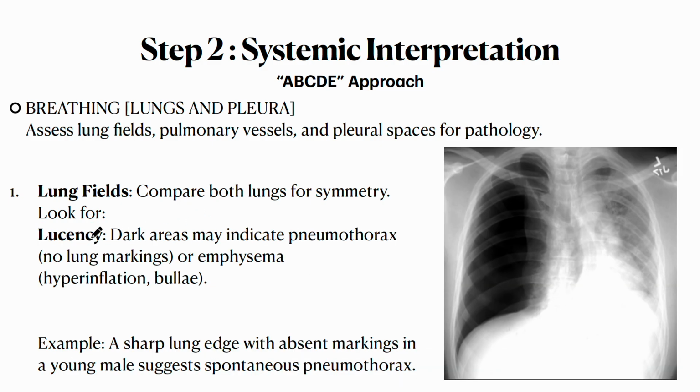So another thing we have to assess in lung fields is lucency. Lucency is dark areas that may indicate pneumothorax. No lung markings are there in case of pneumothorax, or emphysema, hyperinflation and bullae. In emphysema, that can cause hyperinflation or bullae, and in severe cases of emphysema, there is formation of subpleural blebs, like bowls of air, subpleural bowls of air, and when they rupture, they can lead to pneumothorax.